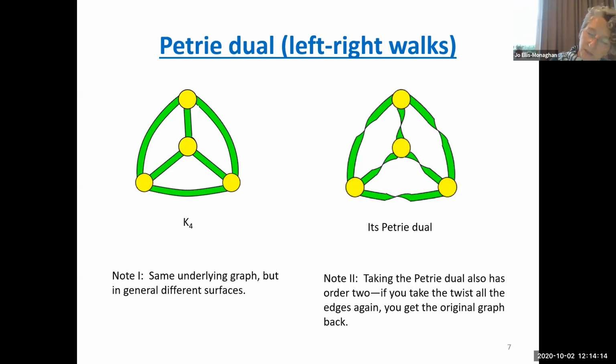And again, the second thing to note here is that taking the Petrie dual also has order 2. If you take the twist of all of the edges again, you get the original graph back. The edge twists cancel with parity. So twisting an edge twice is equivalent to not having the edge twisted.